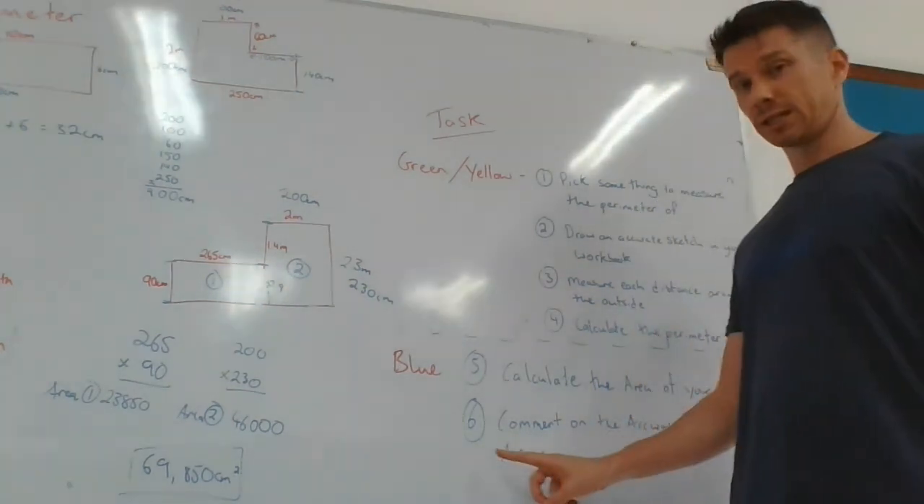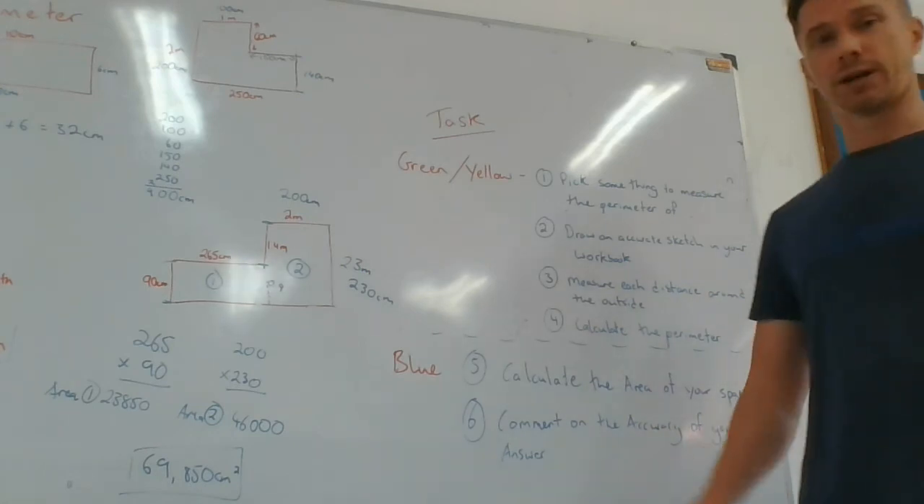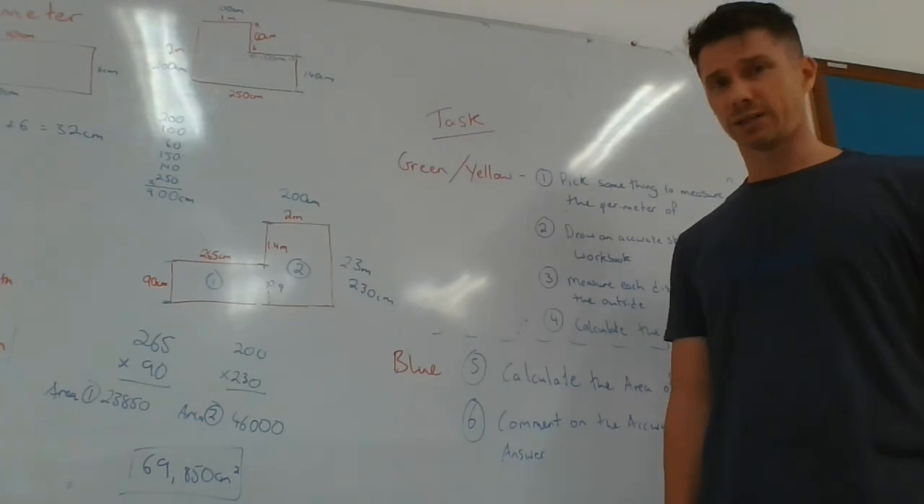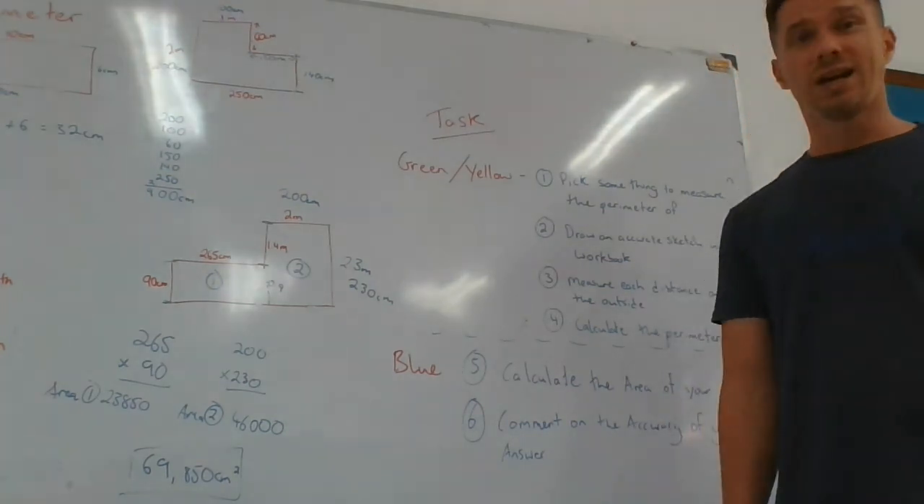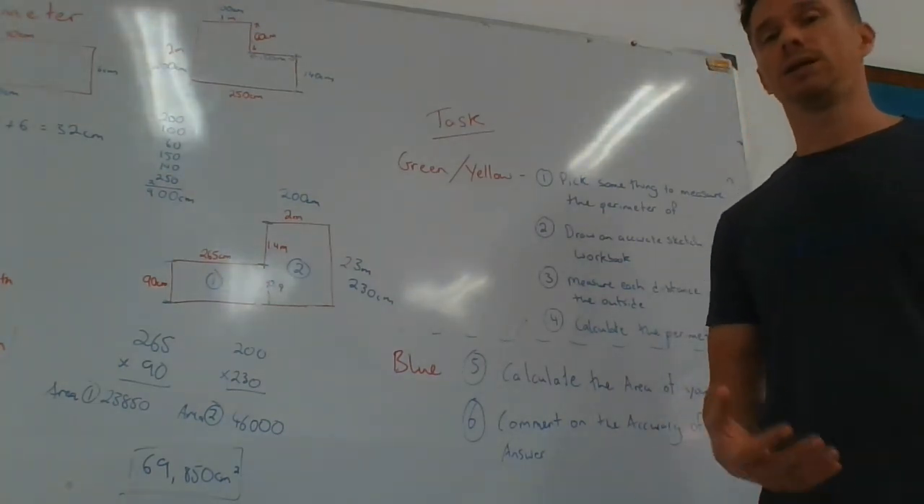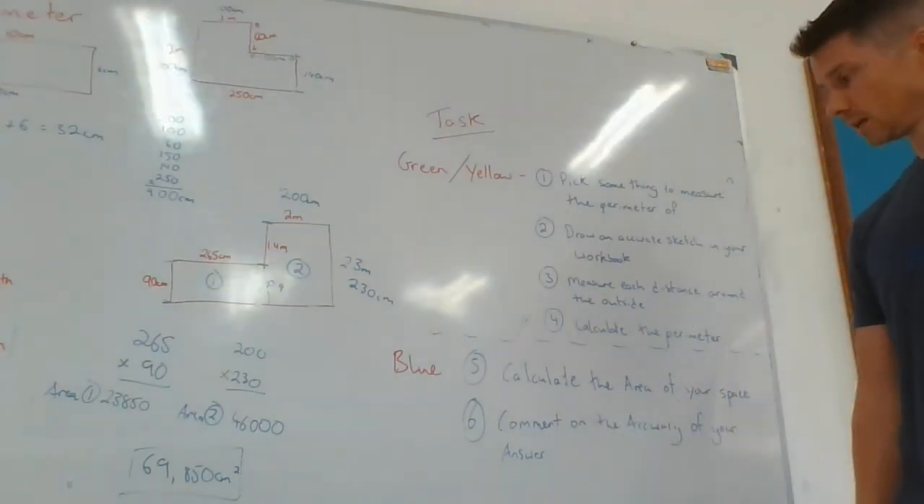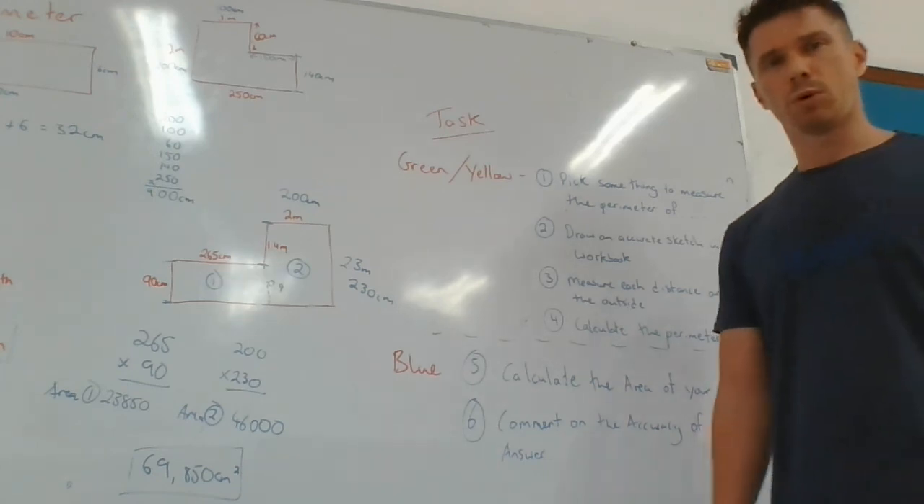Because you need to comment on the accuracy of your answer then. How accurate is your answer? Are there any mistakes you might have made? And then think about how accurate it would need to be, so you can look at that. Okay, so I'll explain that a little bit more in the Google Hangout.